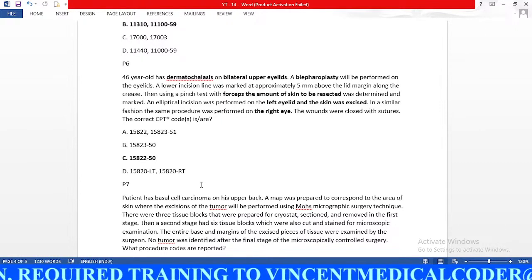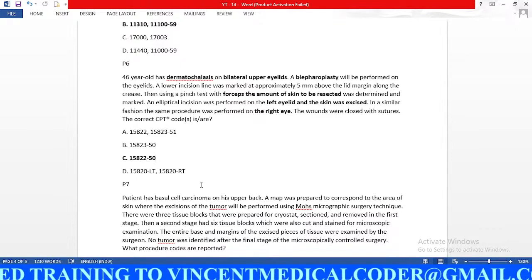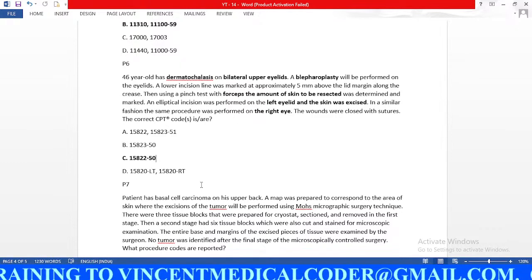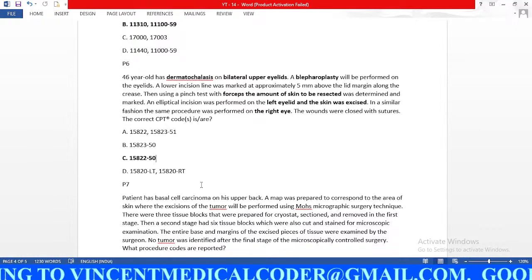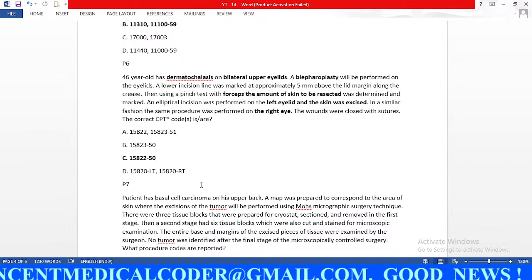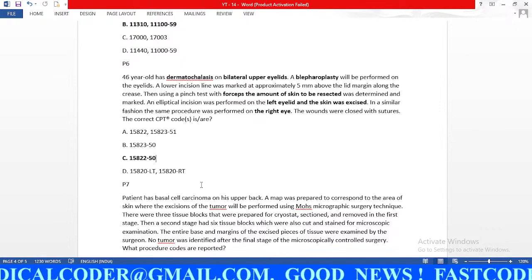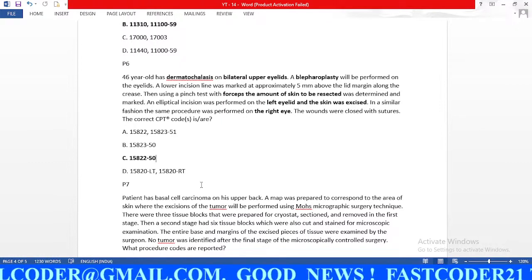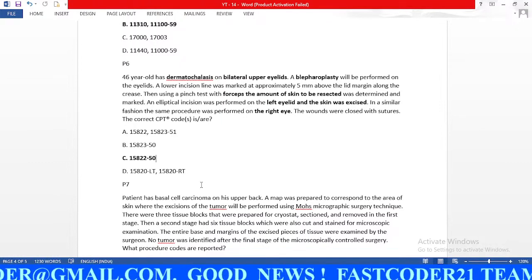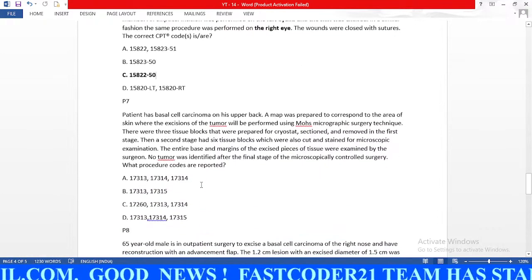Whenever we code B, 15823, we need to have the keyword excessive skin along with blepharoplasty. That time we can code B. But based on our documentation, there is no keyword of excessive skin. So we need to code 15822, the normal procedure. So it's better we go ahead with question number 7.